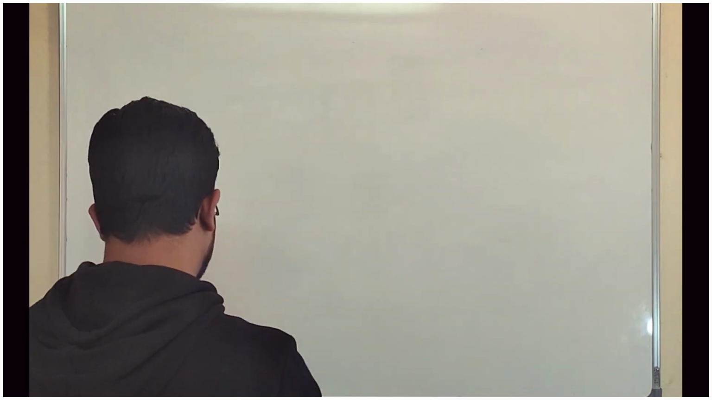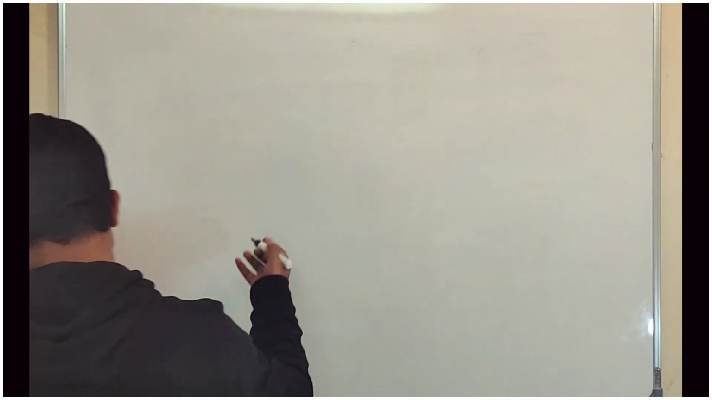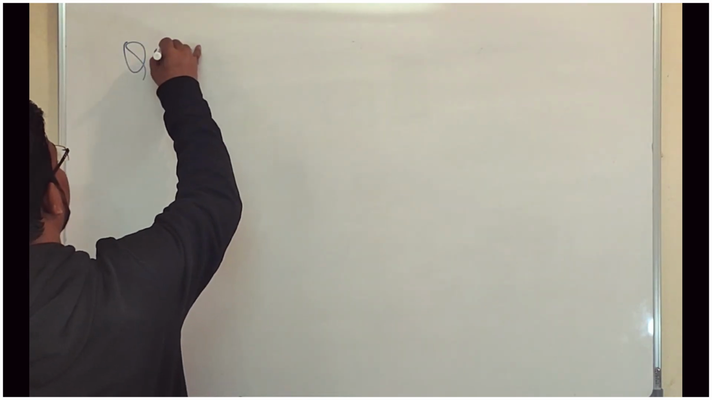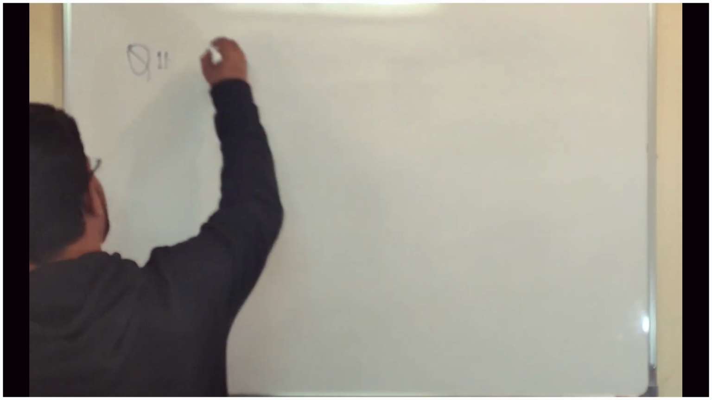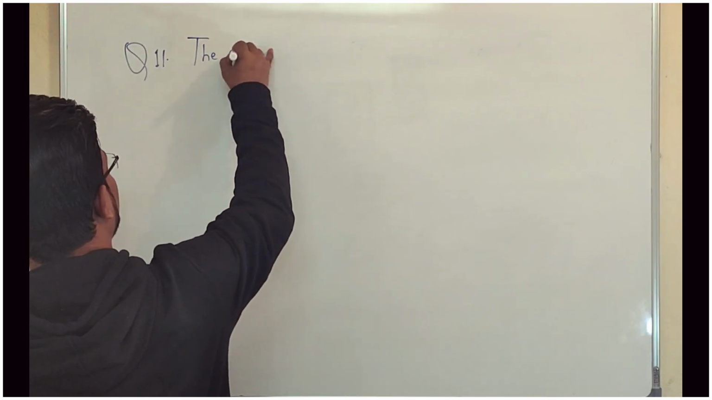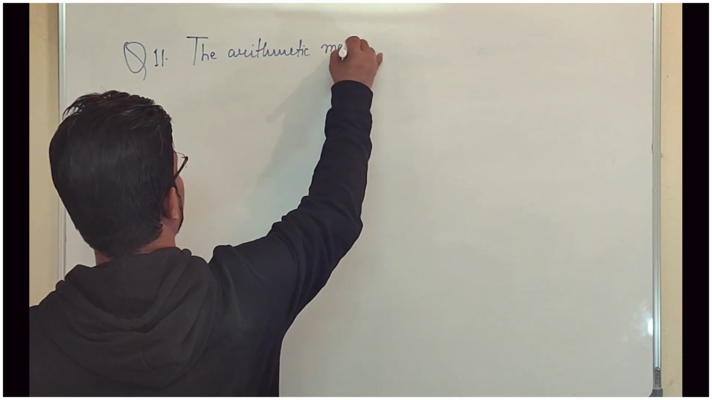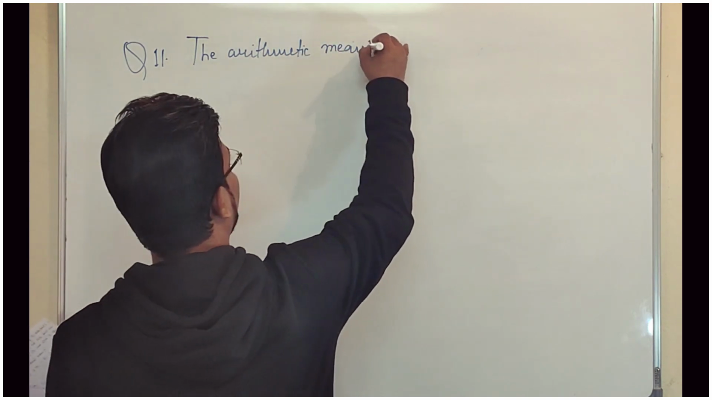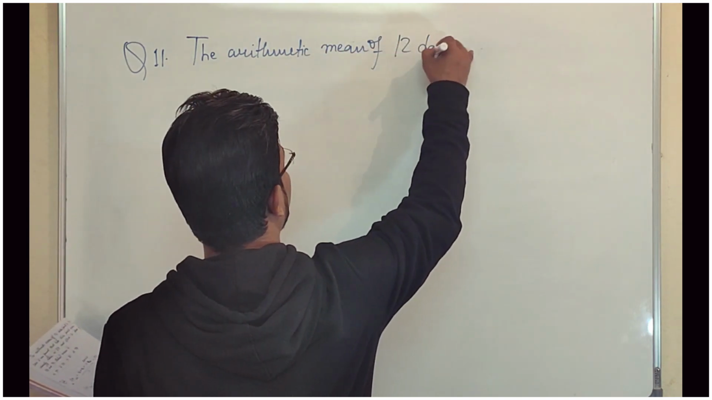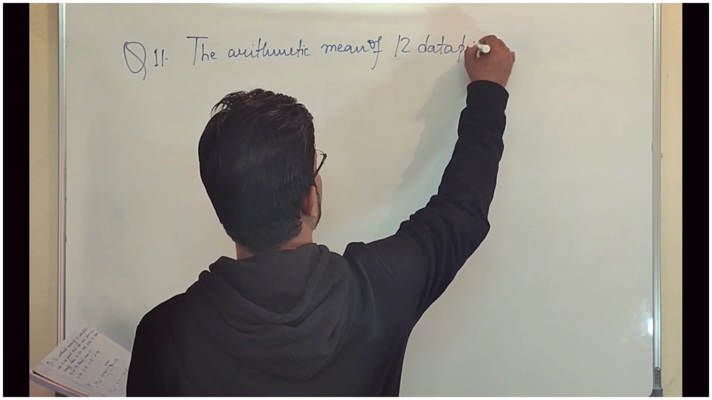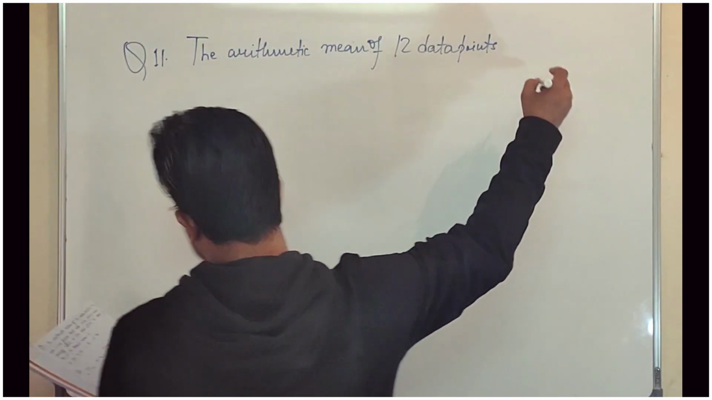Then how many questions are left? Yes, one single question left. You can say this is an aptitude question, or rather maths aptitude, whatever you say. We have question number 11. He's telling the arithmetic mean of 12 data points is 79.